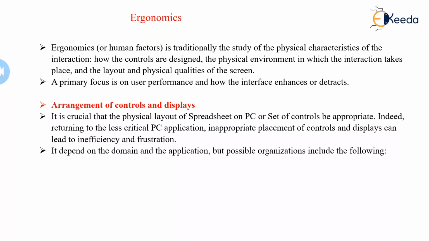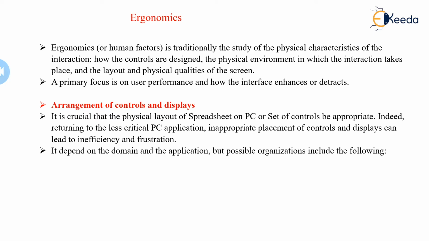Now, ergonomics is part of human factors, which is the traditional study of the physical characteristics of interactions: how the controls are designed, the physical environment in which the interaction takes place, and the layout of the physical qualities of the screen. So that means the study of how the user interacts with the system is ergonomics.